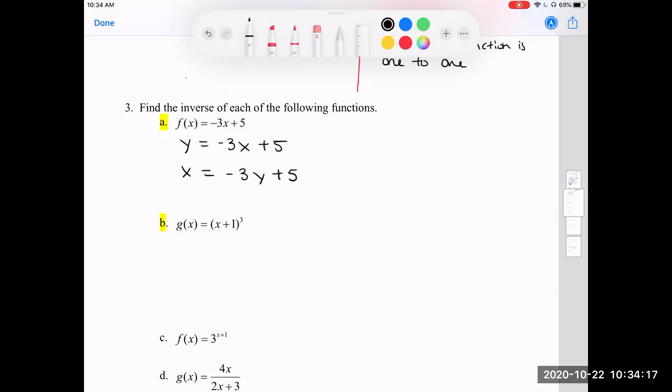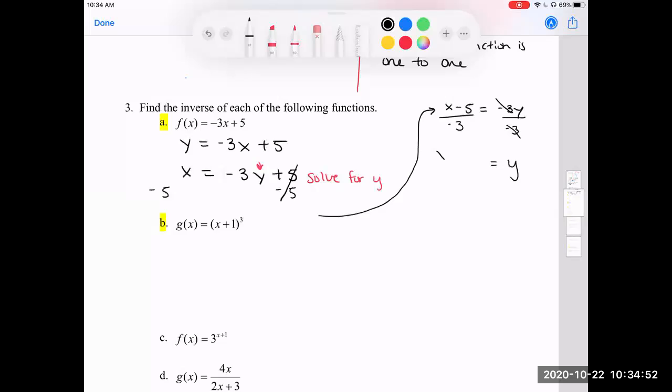Our next step will be to solve for y, meaning let's get y by itself. Our y is right here. We need to undo all that work. So we need to move that 5, so we subtract 5 from both sides. And we're left with x minus 5 is equal to negative 3y. All right, our last step to get y by itself, let's divide by negative 3. So I have y equals x minus 5 over negative 3.